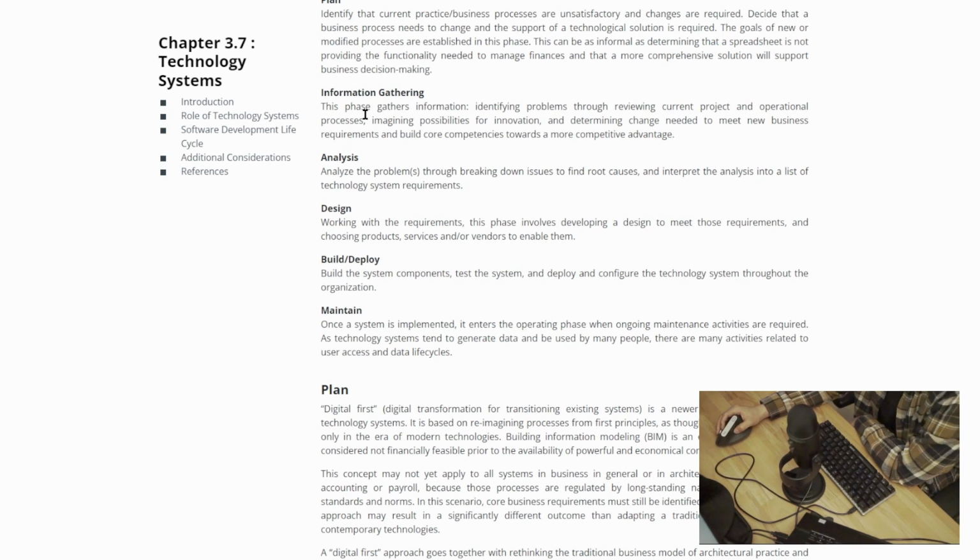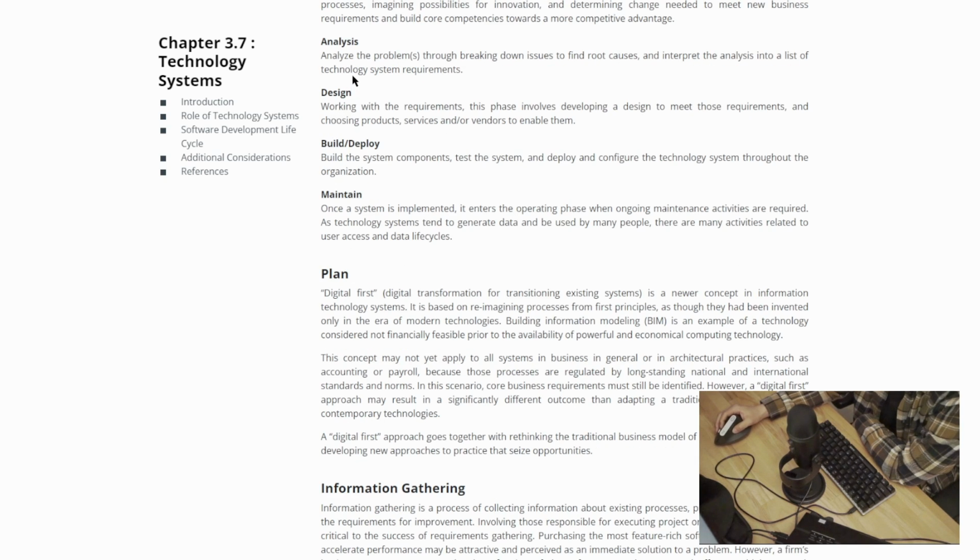Information gathering. This phase gathers information, identifying problems through reviewing current project and operational processes, imagining possibilities for innovation, and determining change needed to meet new business requirements and build core competencies towards a more competitive advantage.